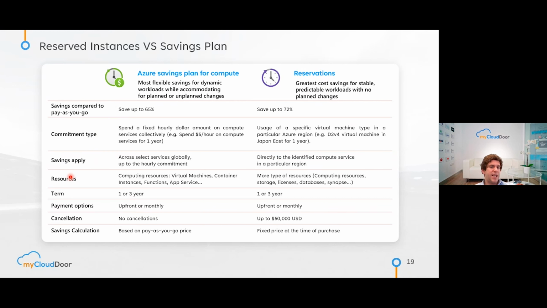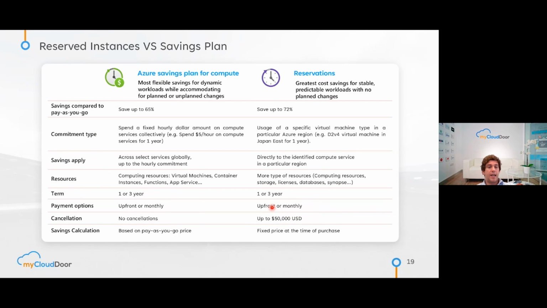What resources are covered by savings plan? Mainly only computing resources right now: VMs, containers, Kubernetes, functions, app services, so only compute. Reservations can be applied to compute, but they also cover licenses, storage, and data analytics environments. So there are more resources that can be covered via reservations. The term is exactly the same, 1 or 3 years, and the payment options are the same. And then regarding cancellations, there is no cancellation on savings plan, but on reservations, I can cancel up to $50,000 per year.